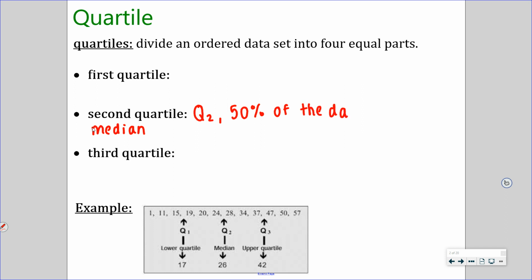I think Alex just keeps it consistent and calls it a median. I don't think they use the term second quartile, but they do use that Q sub 2 notation, which stands for second quartile. 50% of the data falls on or below.